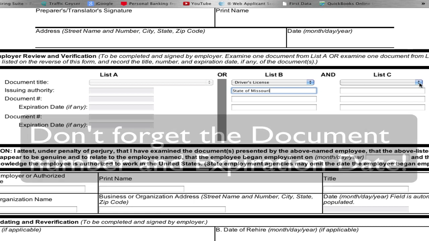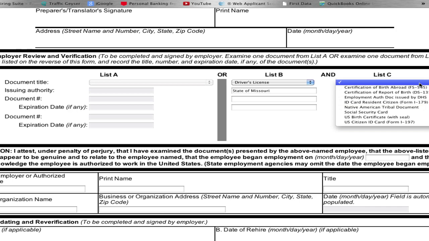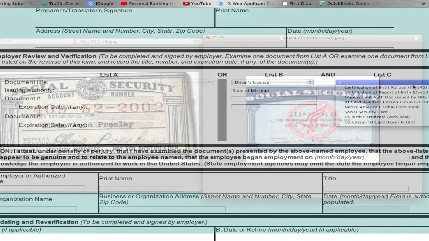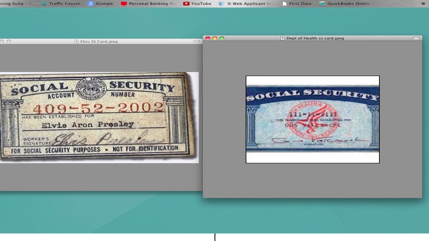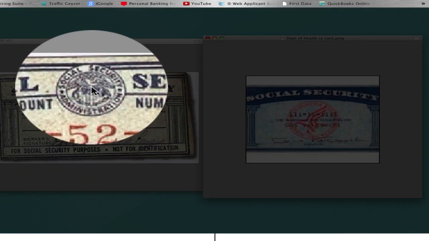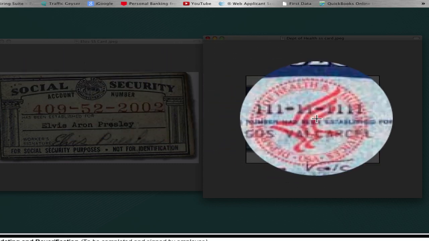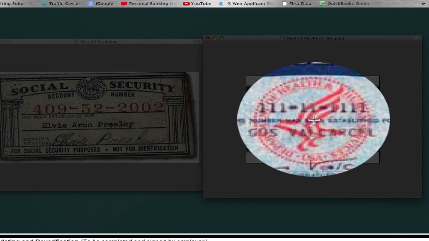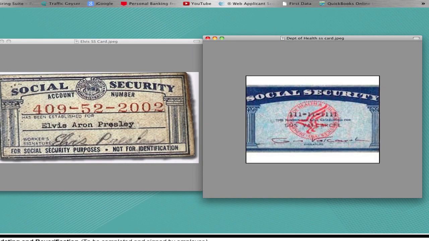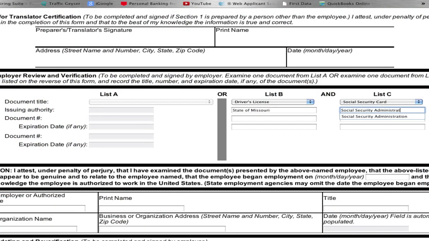List C also has common errors from the issuing authority line. Always be sure to check the seal if you are checking a Social Security card. Some will read Social Security Administration, while others will have Department of Health and Human Services. As you can see in these examples, having this either abbreviated or incorrect on the form can cause problems with Immigration Control Enforcement, or ICE, and potential fines for your company.